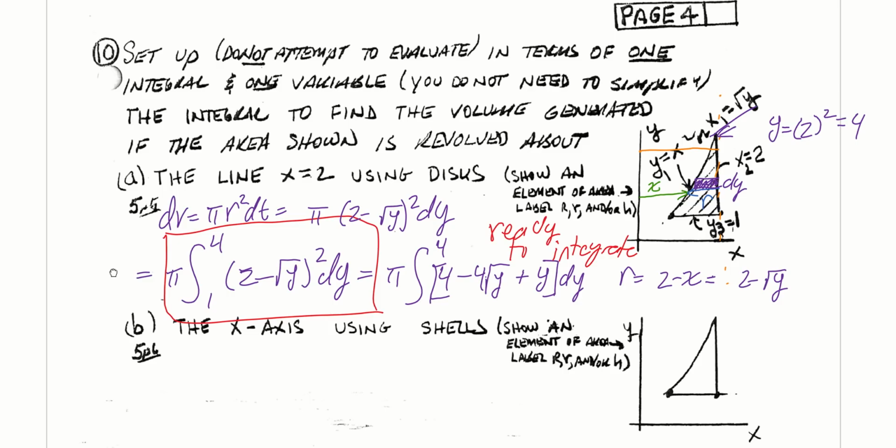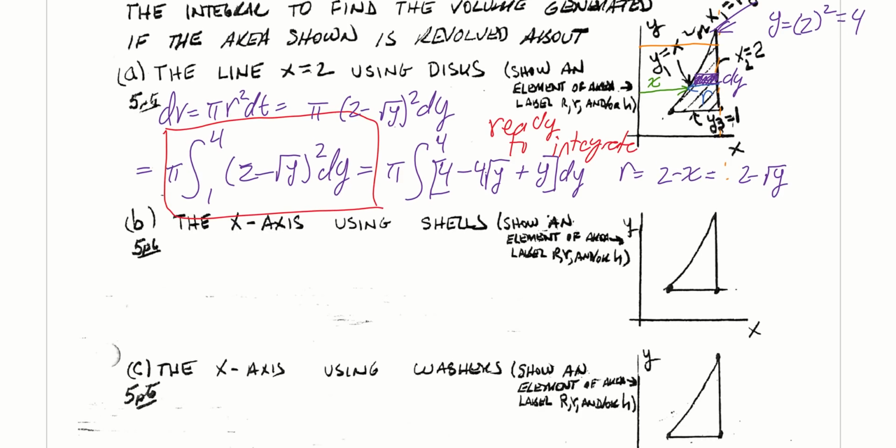These should be going pretty quickly anyways. So now we have to revolve about the x-axis using shells. If it says using shells, what does that mean for our element of thickness, our strip? Is it going to be perpendicular or is it going to be parallel to our axis of rotation? This is an axis of rotation. Well, it's going to be parallel. So in this case, it's going to be dy.